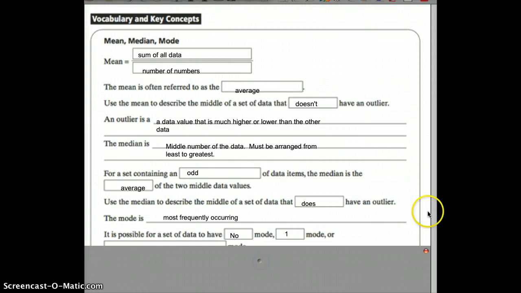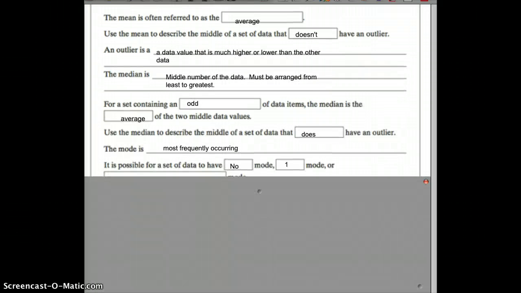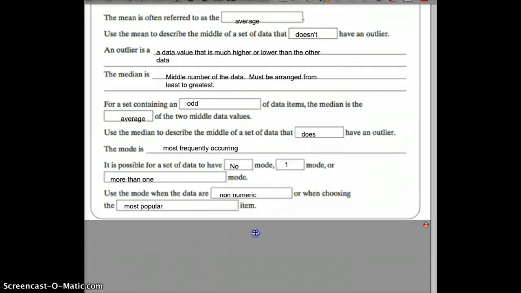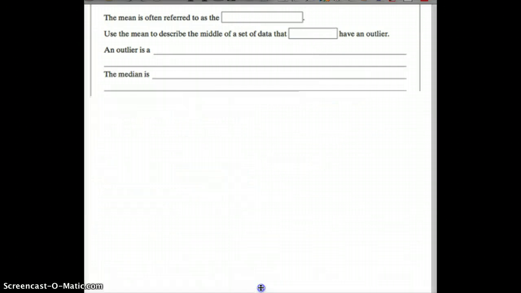It is possible to have more than one mode, and it's also possible to have no mode if all of the numbers appear evenly. You're going to use modes most when you have non-numeric data, like when choosing a popular item of some sort. Modes are great for something like your favorite color. You're not going to look at the average, because you don't usually have an average there. So mode is often used there, and it's the most popular.